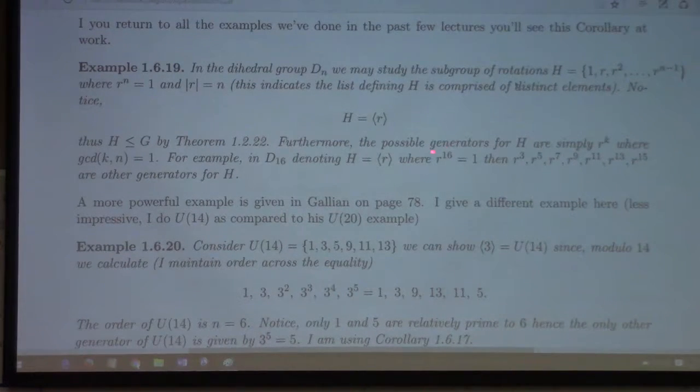So for example, if you're looking at D16, what's a 16-sided regular polygon? I guess it's a 16-sided regular polygon, right? So if you're Gauss and you were a couple of years younger than you guys are right now, you figured out how to construct a 17-sided one using a straight edge and compass.